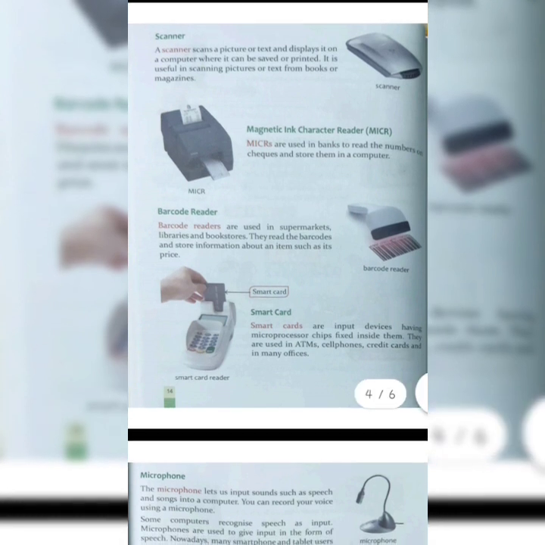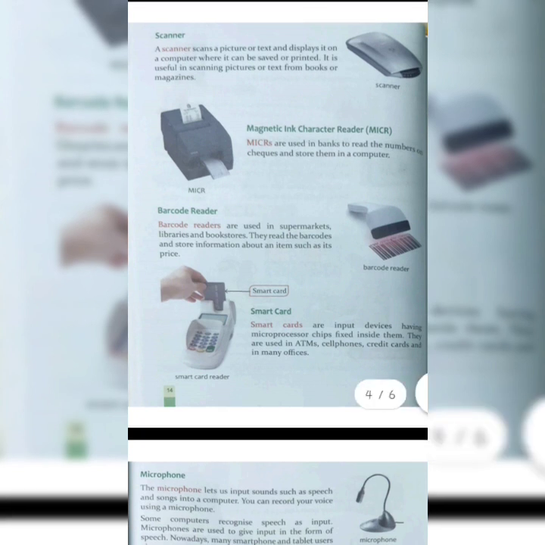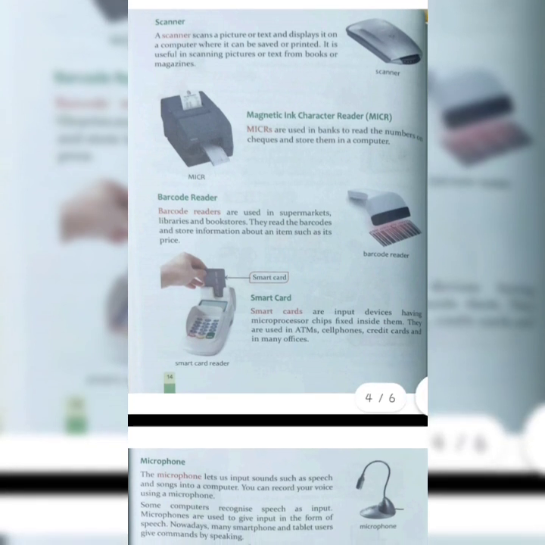Magnetic Ink Character Reader, MICR. MICRs are used in banks to read the numbers on checks and store them in a computer. So it is basically used in banks to store information of checks in their computers.